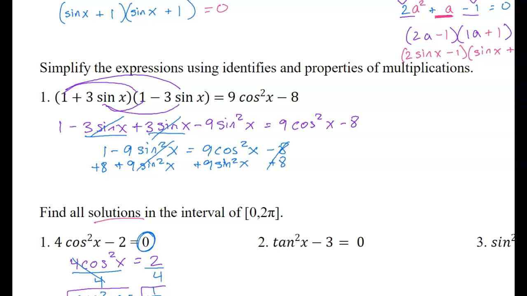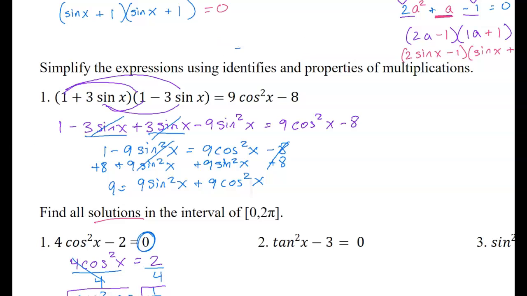So these will cancel. I'm left with 9 is equal to 9 sine squared of x plus 9 sine squared of x. So I can't really combine these, right? These are not the same variables. Sine and cosine are not the same. That's why I didn't try to get everything to one side, because I know I can't factor this. It's the same as if you had 9 equals 9 times x plus 9 times y. How are you going to factor that, right?